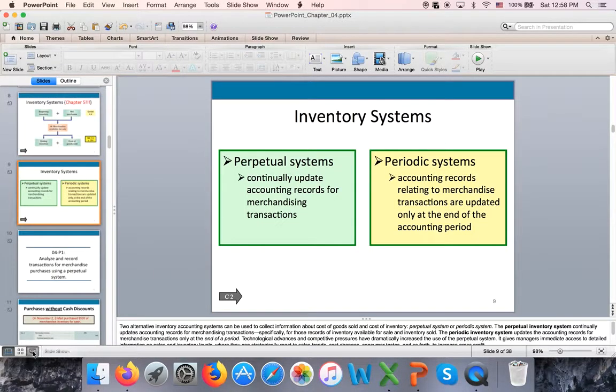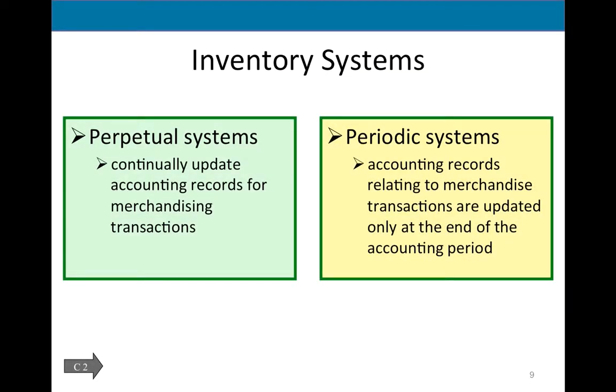Inventory systems. GAAP does not care which system we use. We can use perpetual systems, and here is a definition. I constantly update my merchandise inventory. At any point, I know approximately how much inventory I have. When I sell, I decrease inventory. When I buy merchandise, I increase inventory. When I make a return as a purchaser, I decrease inventory, and so on and so forth. So that's perpetual. It's a little bit more complicated, but it's more precise.